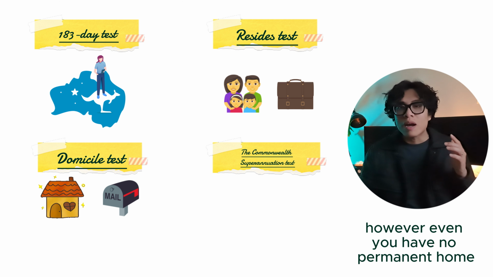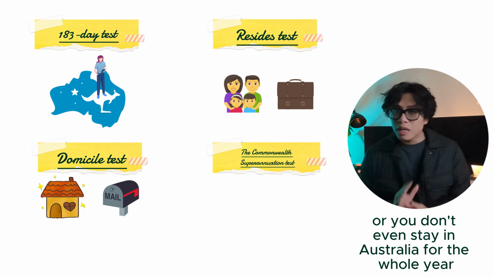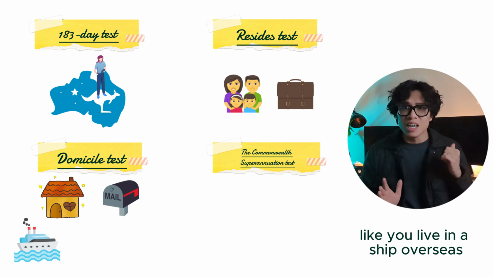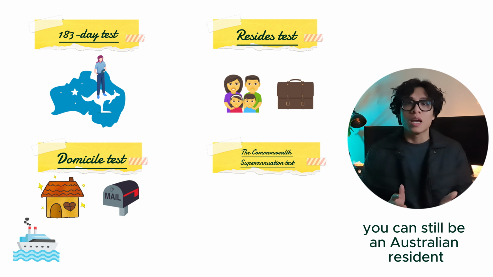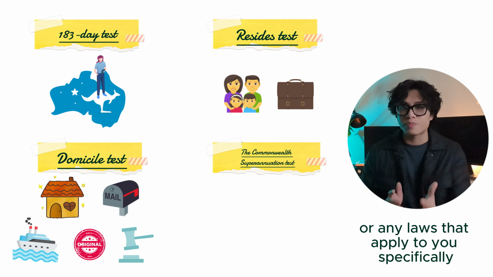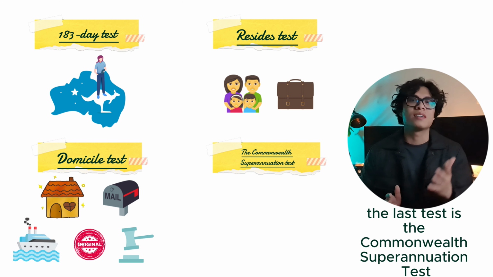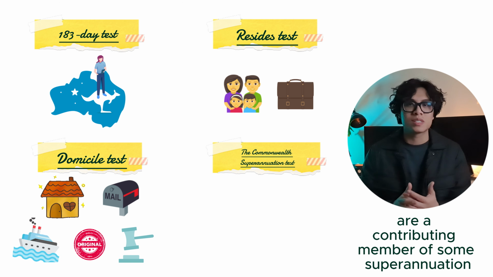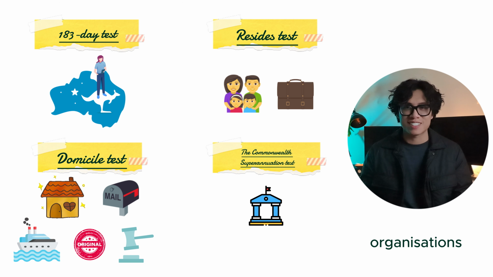However, even if you have no permanent home or you don't even stay in Australia for the whole year, like you live in a ship overseas, you can still be an Australian resident. It depends on your origin, your intention or any laws that apply to you specifically. The last test is the Commonwealth superannuation test. Under the test, you are an Australian resident if you are a contributing member of some superannuation organizations.